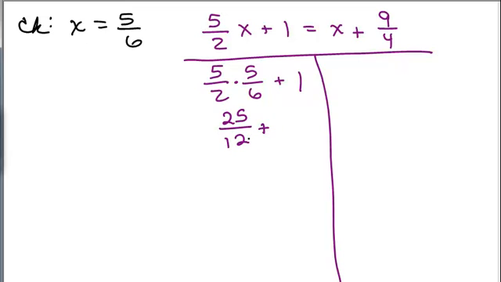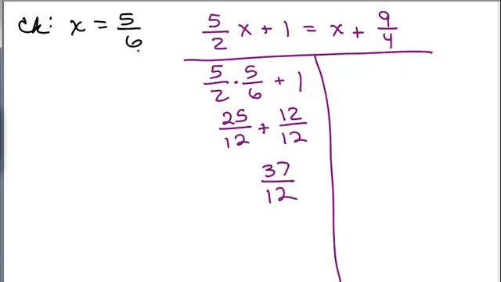plus 1. Now, I know I'm going to have to get a common denominator in order to add. So I'm going to write 1 as 12/12 because that's the same thing as multiplying this 1 by 12 over 12. Convince yourself that 1 is the same thing as 12 divided by 12. Once you have a common denominator, you could add the numerators. So 25 plus 12 is 37/12. No reason to change that to a mixed number. It's a reduced improper fraction, perfectly fine.